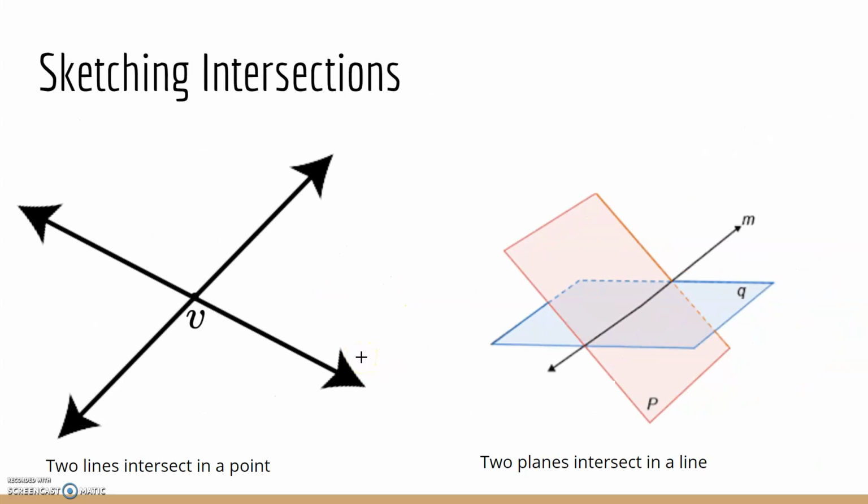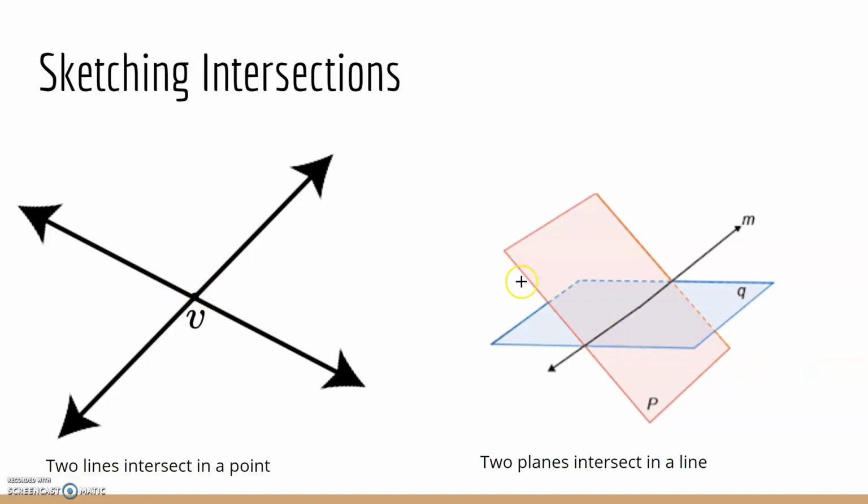Okay, so now this is our last topic, sketching intersections. We're not actually going to be drawing anything, but I will briefly explain it. When two lines intersect, it's in a point. For example, point V right here is the intersection point of these two lines. Here, these two planes intersect in one line. How are we going to draw this? Drawing is easy. You just draw two lines with two arrowheads each, and then draw a point in the middle.